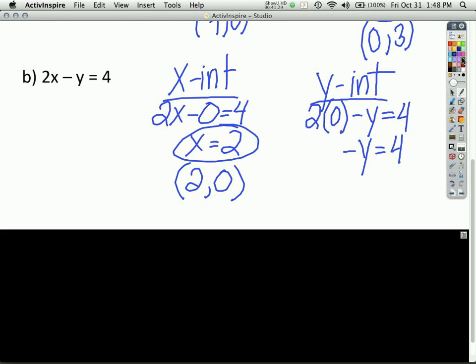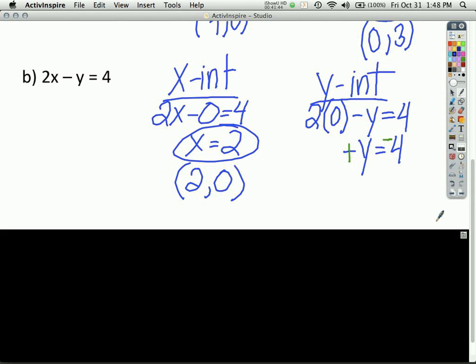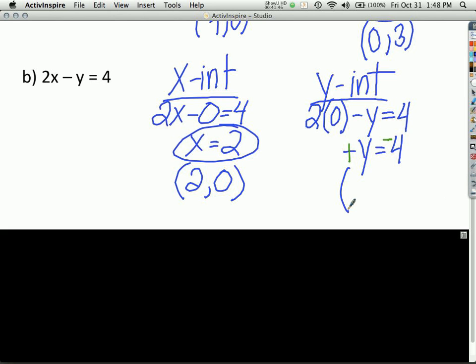Another teacher in the school has a silly little saying, she just says, flip it like a pancake, and what she means by that is you have to flip both sides. You flip it and flip it. Flip it like a pancake, and you end up with y equals -4. Or, if you're super advanced, you'll say 0 comma -4. Either way is acceptable. Any questions about that?